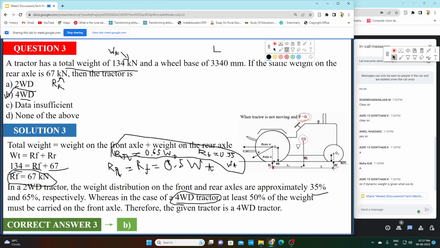In case of dynamic weight, what happens is there is a weight transfer from the front wheels to the rear wheels, because there is more weight at the rear. The implement is attached there, so there is more weight at the rear side. That is why there is a weight transfer from the front wheel to the rear wheel. So in case of dynamic weight you can't decide, as static weight is given, so therefore you can decide this question. Okay.